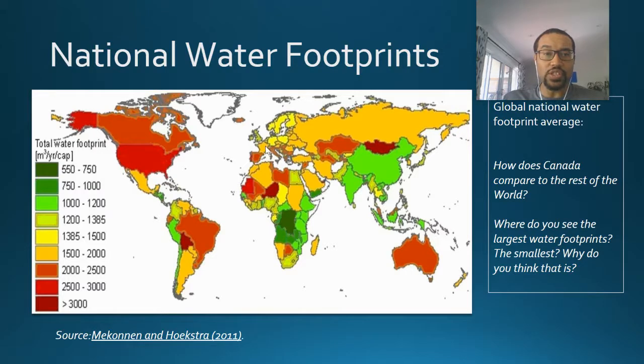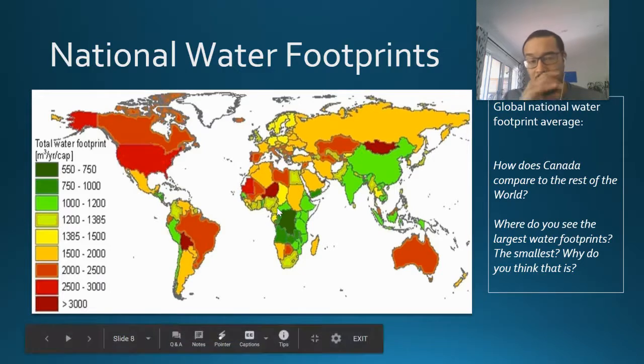So we look at some of these European countries, and you'll see that they have much smaller footprints than Canada does, even though their economies are comparable. Look at Northern Europe, look at Western Europe, and they're in that yellow category, much smaller footprints than Canada has. So it's not just the economy. It's not just economic status that drives this.